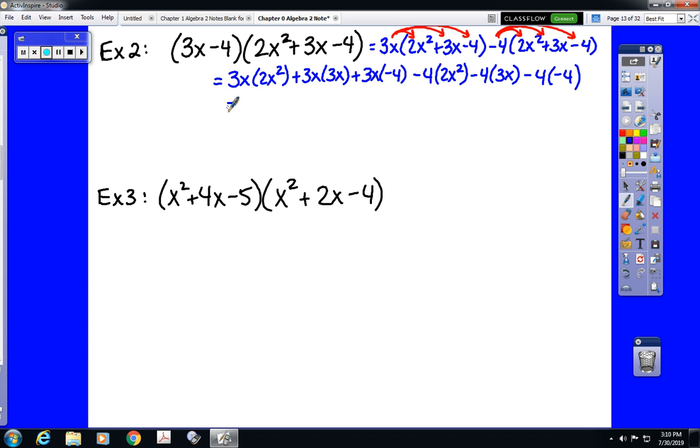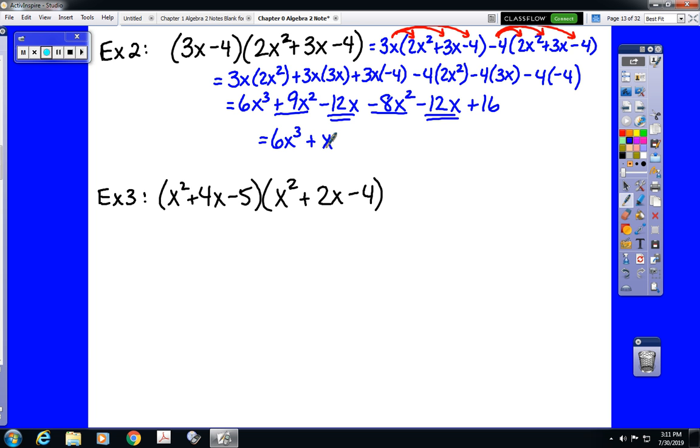Multiply each of those out. That would be 6x cubed plus 9x squared minus 12x minus 8x squared minus 12x plus 16. Watch your signs very carefully, please. And then combine like terms. So we need to add the x squared terms and the x terms together, giving us a final answer of 6x cubed plus 1x squared minus 24x plus 16.